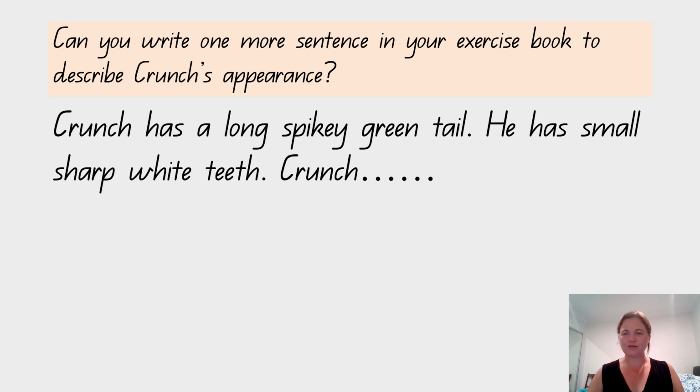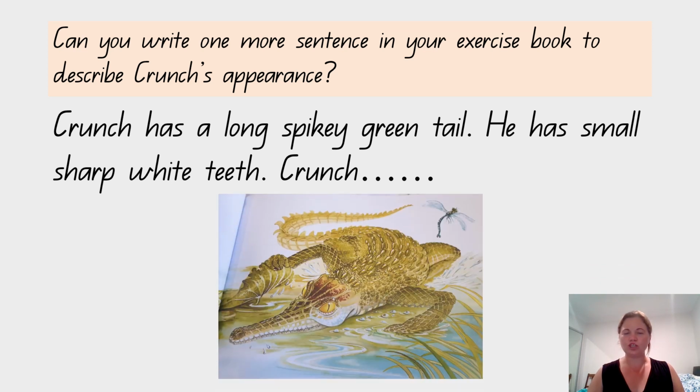These are my sentences. Crunch has a long, spiky green tail. He has small, sharp, white teeth. Now it's your turn. Crunch. Have a look at the picture and use the picture to help you. You might write about his long snout. You might write about his long claws, or his legs, or his body. You might write about his eyes.